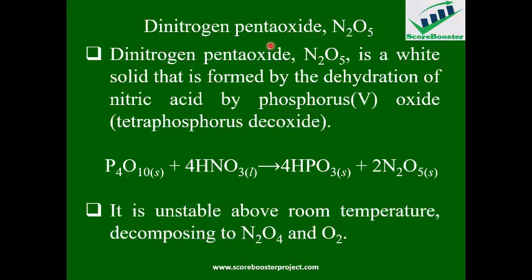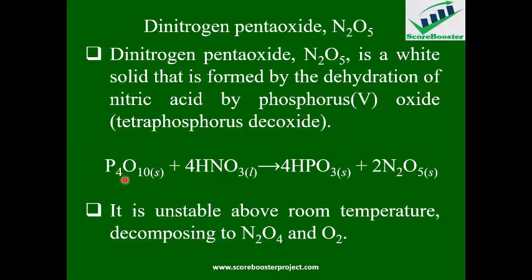Now another one where the oxidation state is 5 is dinitrogen pentaoxide. This is N2O5. This nitrogen pentaoxide is a white solid. It is formed from the dehydration of nitric acid by phosphorus pentoxide. So if you have nitric acid and phosphorus pentoxide, when you have a reaction between the two together, this one is a good dehydrating agent. It's a hygroscopic substance. It's a good drying agent, rather. That is a more reasonable way of calling it.